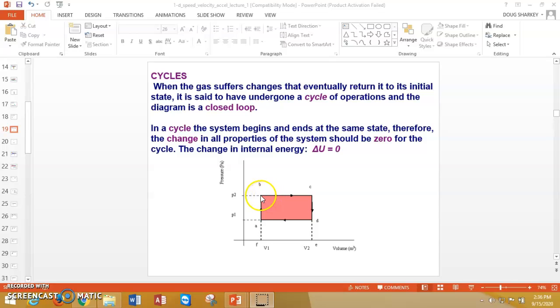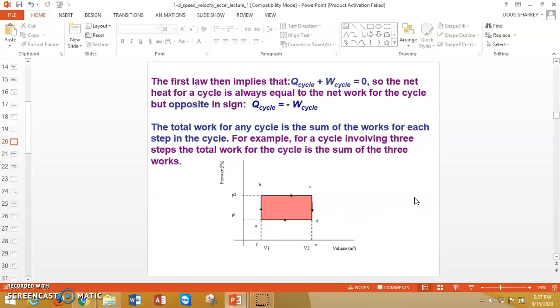And so we can have something called a cycle. A lot of problems will say we'll start at A, go to B, C, D, and they'll ask you what happens. We talked about this in the prior videos. If the cycle begins and ends at A, then the change should be 0. So your delta U should be 0 because you're back to where you started. The first law implies that Q plus W equals 0 for the cycle. So the net heat for the whole cycle is always going to be equal to the net work for the cycle, but opposite in sign.